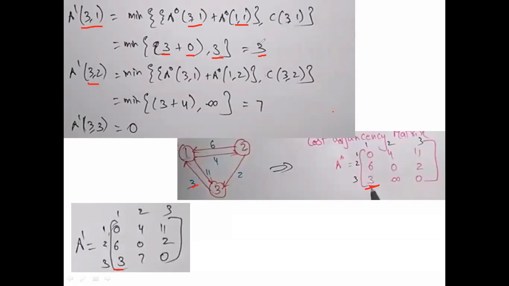Okay, and 1 comma 2 is 4. So 3 plus 4, 7 comma 3 comma 2. So from that, for this you must observe from that graph. So 3 to 2 there is no direct edge, so it is infinity. So 7 comma infinity, which is minimum 7. So update 7, and we already know the diagonal matrix should be 0.